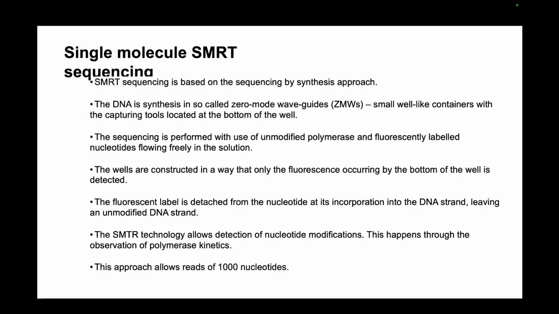One of them is single molecule SMRT sequencing. SMRT is based on the sequencing by synthesis approach as well. The DNA synthesis happens in so-called zero-mode waveguides (ZMWs), small well-like containers with capturing tools located at the bottom of the well. The sequencing is performed with the use of unmodified polymerase and fluorescently labeled nucleotides freely flowing in the solution. So in the Illumina case, we use ddNTPs, but in SMRT, what they use are fluorescently labeled nucleotides.